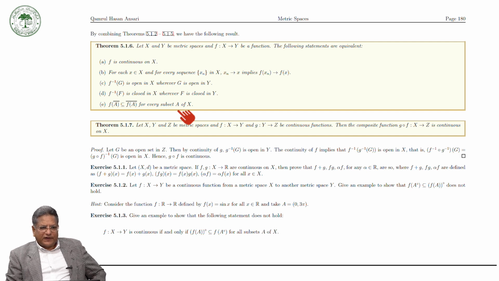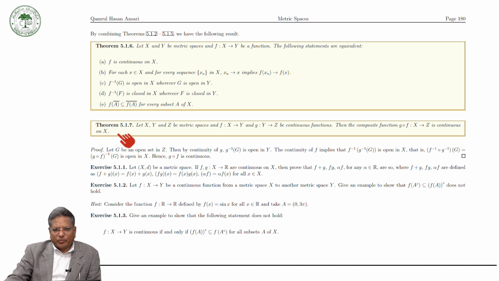Now, as you have seen in real analysis, the composition of continuous functions is continuous. So also in the case of metric spaces, the composition of continuous functions is continuous. That is to say, if X, Y, Z are metric spaces and F is a function from X to Y and G is a function from Y to Z and both are continuous, then the composition function G composition F from X to Z is continuous on X. And it can be proved very easily.